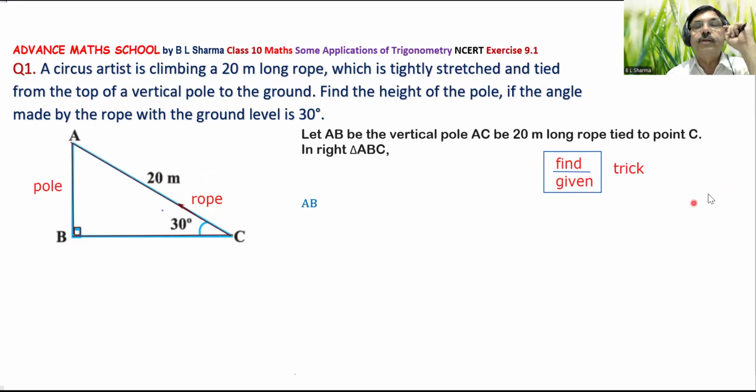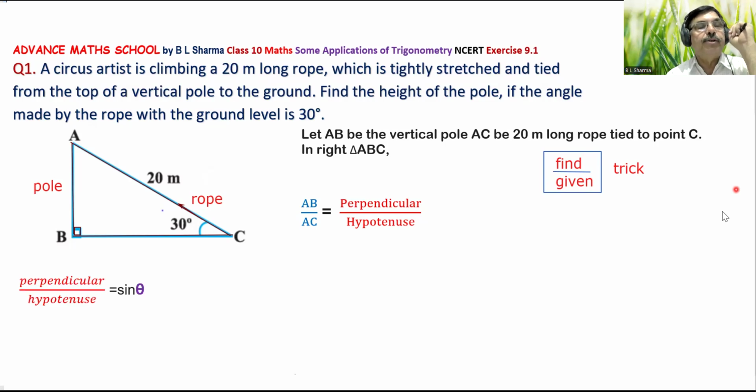AC is given, so right here AB upon AC. For this acute angle 30 degree, AB is perpendicular and AC is hypotenuse. So write here perpendicular upon hypotenuse. And we know that perpendicular upon hypotenuse is sine theta. But here theta is 30 degree. So write AB upon AC, that is equal to sine 30 degree.